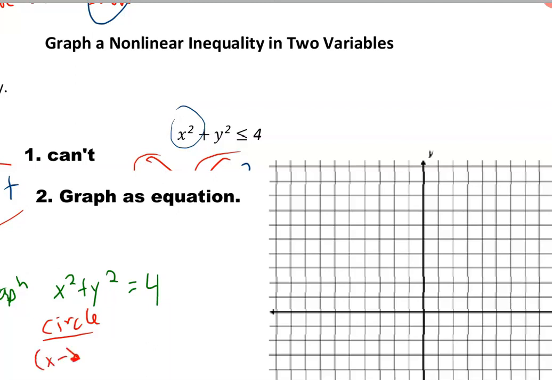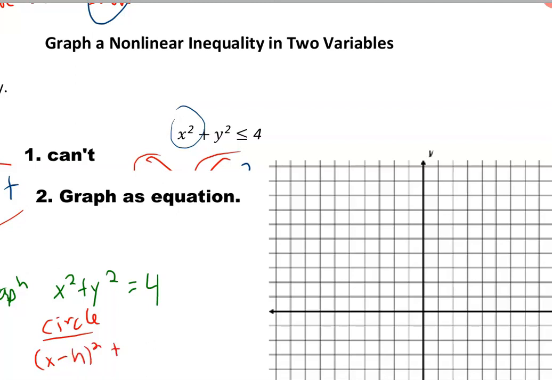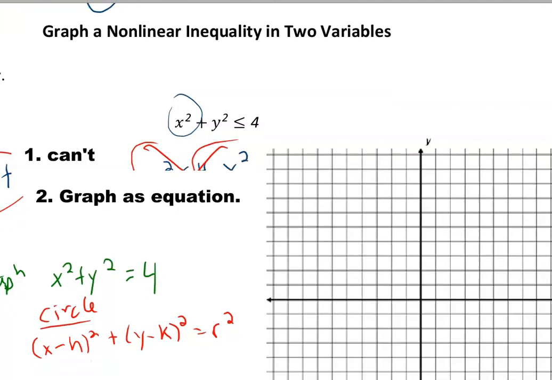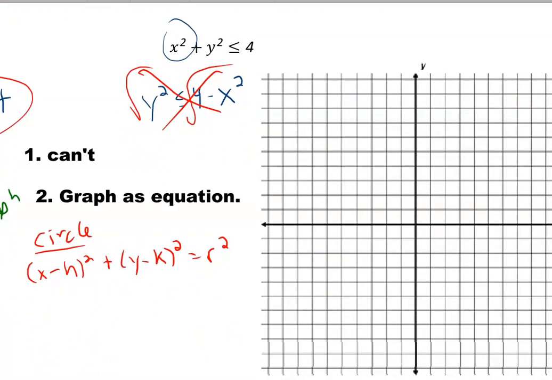The formula for the graph of a circle, sorry, I don't know why that came out garbled like that. Let's try that again, is (x minus h) squared plus (y minus k) squared equals r squared, right? h and k are your center. Let me scroll down a little bit more.